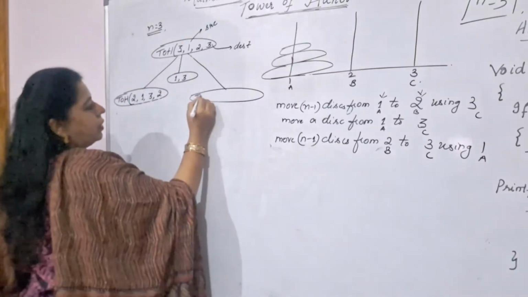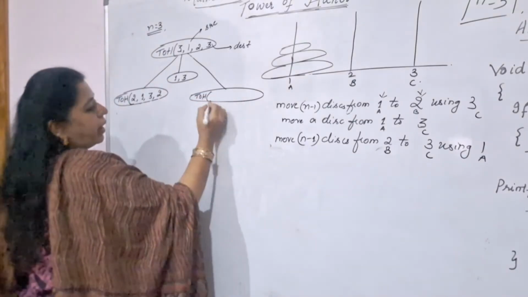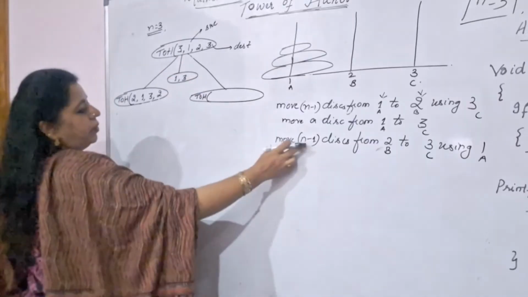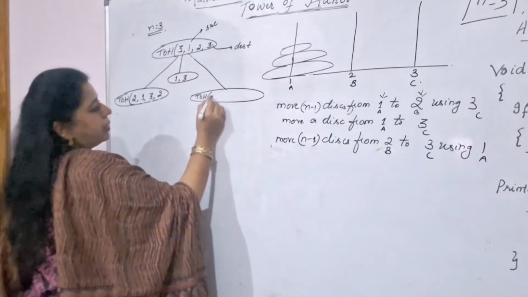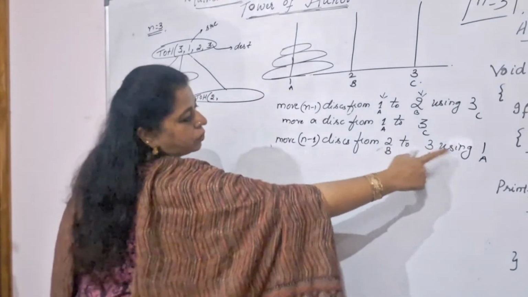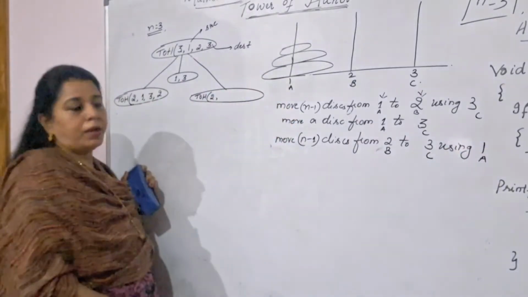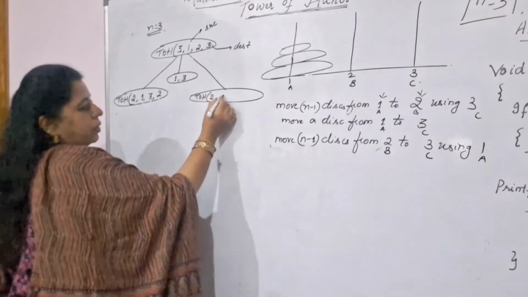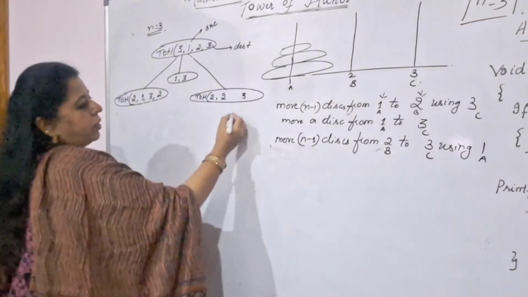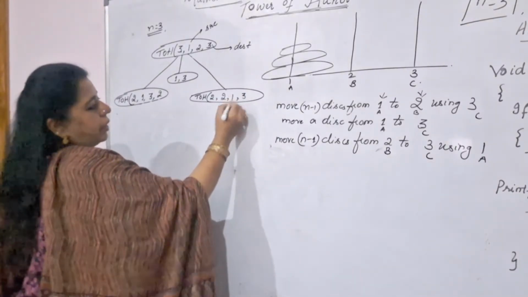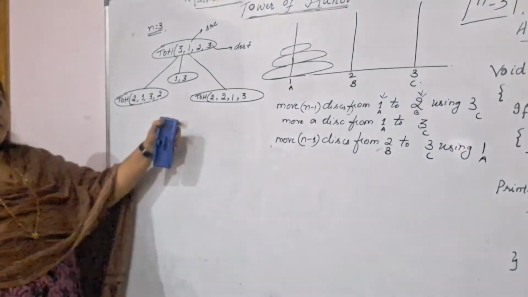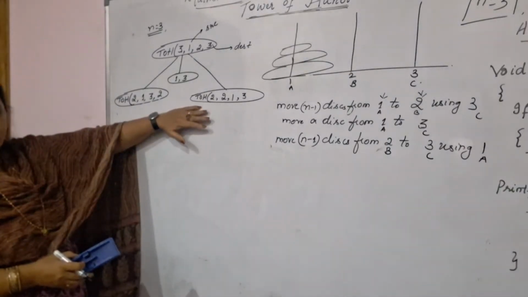So once again we are calling this Tower of Hanoi function. In place of n minus 1, 3 minus 1 is 2. From 2 to 3 using 1. Look here, from 2 to 3 using 1. Then what you write is 2 to 3: 2 is your source, 3 is your destination, and the auxiliary tower is 1. So this way you have constructed the first level of the tree.